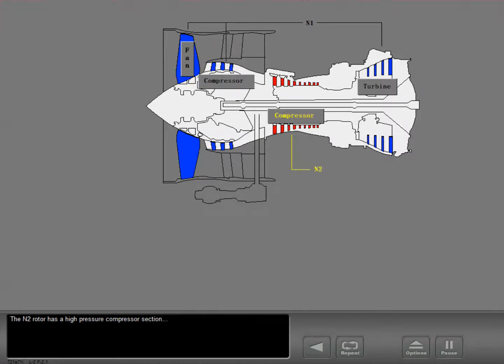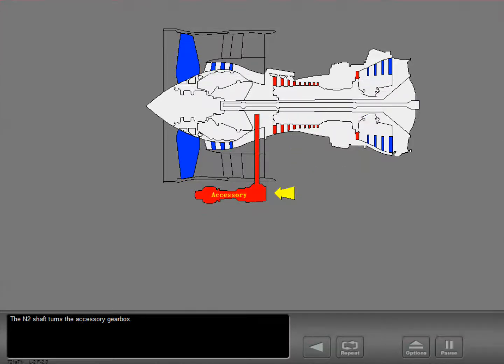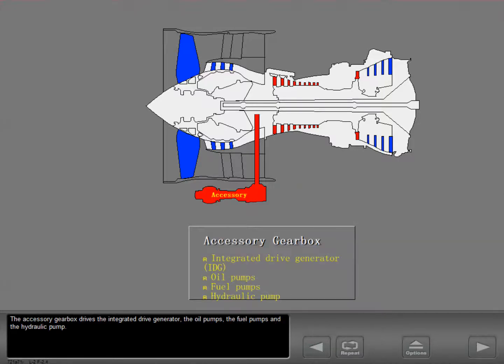The N2 rotor has a high-pressure compressor section and a high-pressure turbine section. The N2 shaft turns the accessory gearbox. The accessory gearbox drives the integrated drive generator, the oil pumps, the fuel pumps, and the hydraulic pump.